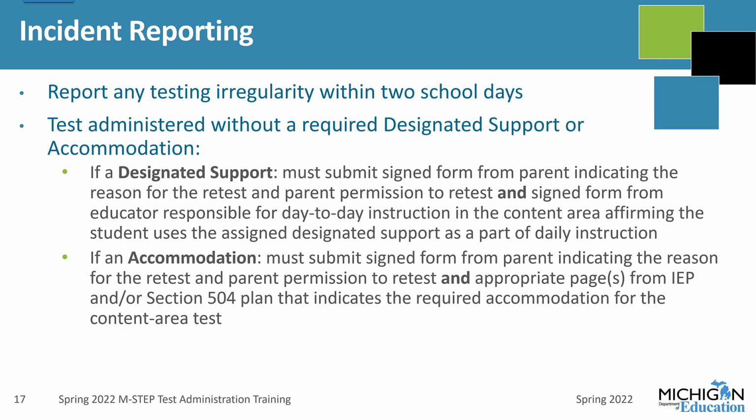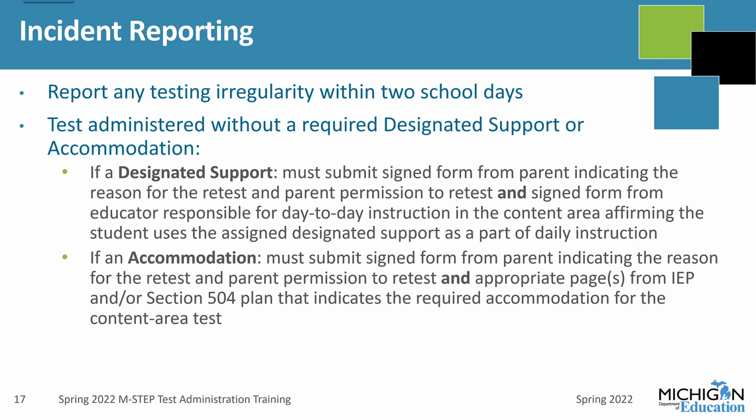For incident reporting, a test irregularity should be reported to OEAA within 2 school days, either of the irregularity or from the date you were notified. This is to ensure a timely response and resolution to the incident. If there is an irregularity where a test is administered without a required designated support, then the school is required to submit a signed form from the parent that indicates the reason for the need to retest, and parent permission, plus a signed form from the educator who is responsible for day-to-day instruction in the content area that affirms that the student uses the support as part of their daily instruction.